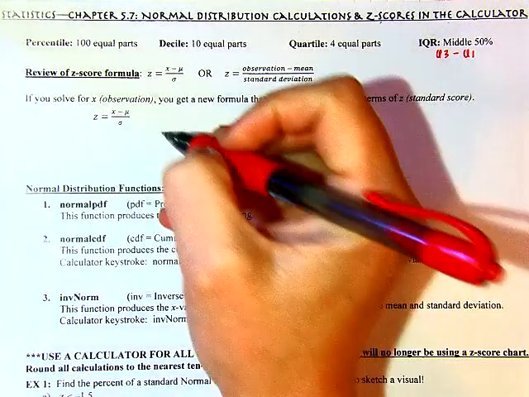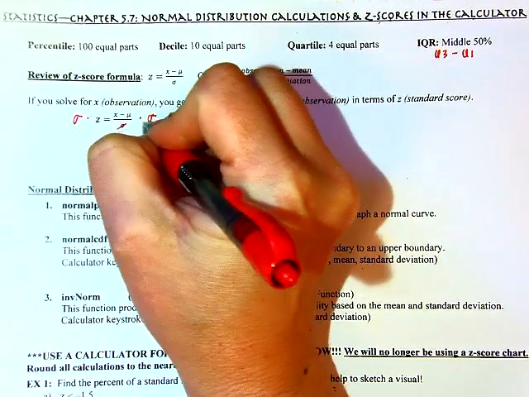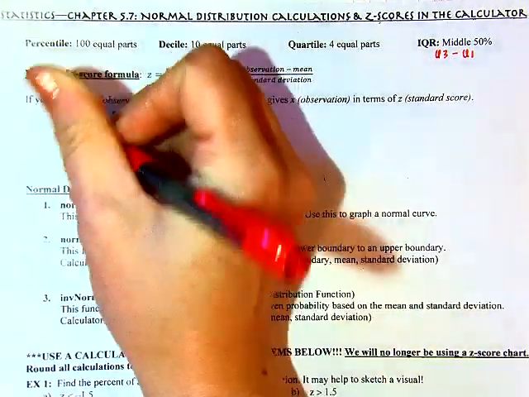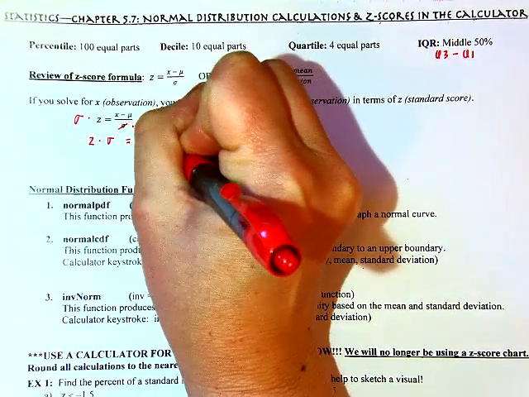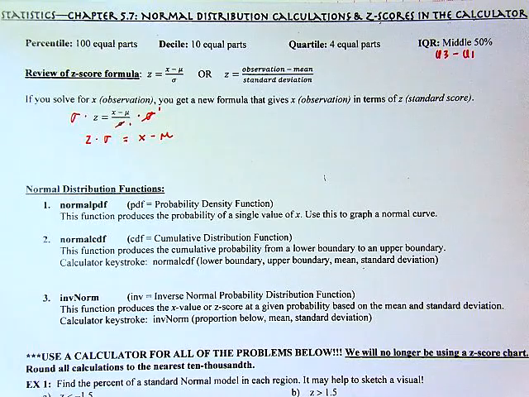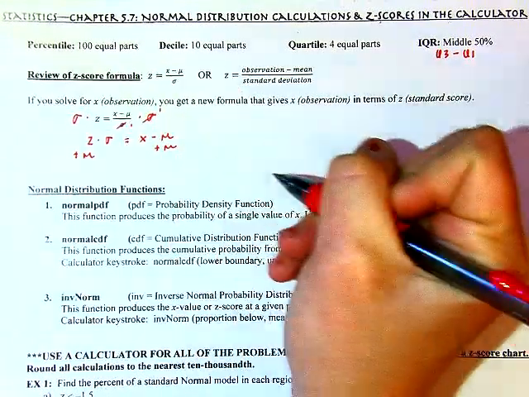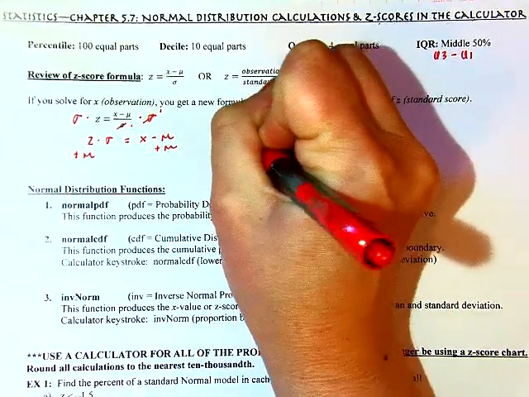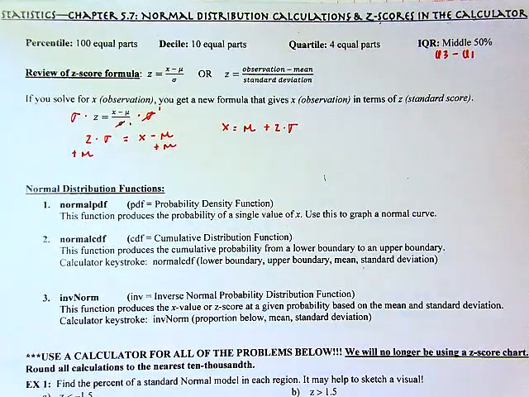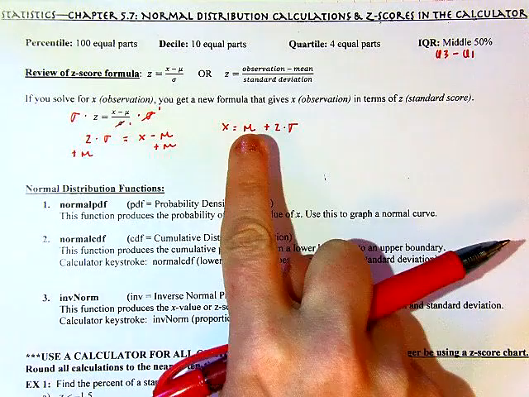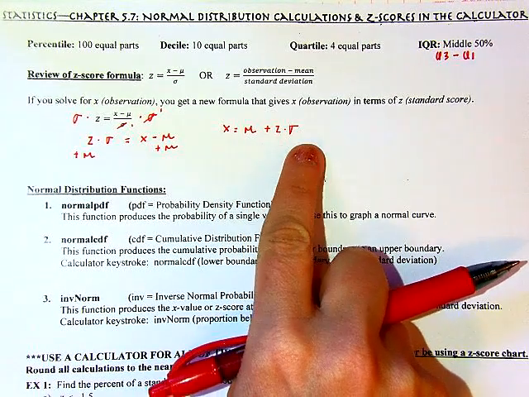So to do that, we clear our fraction, multiply each side by the standard deviation. So I know that my z-score times my standard deviation is going to be my observation minus the mean. And I want that observation by itself, so I'm going to add the mean over to the other side, and I get this new formula. My observation equals my mean plus my z-score times my standard deviation. And that should be pretty intuitive because we're saying build off the mean. We want to be so many standard deviations above or below.